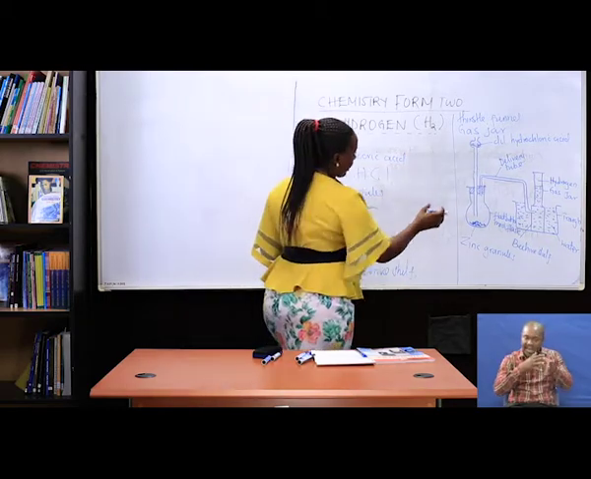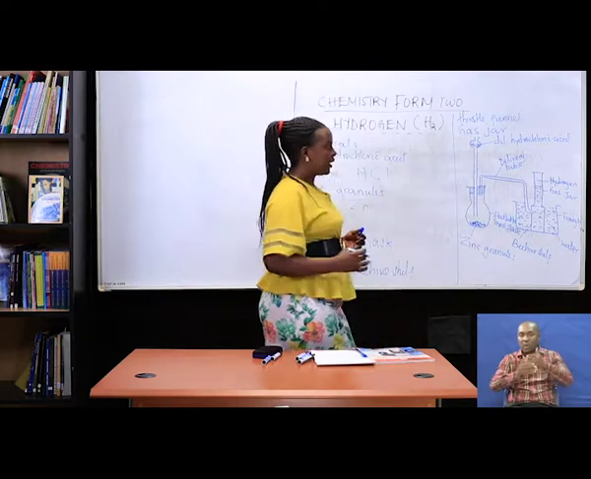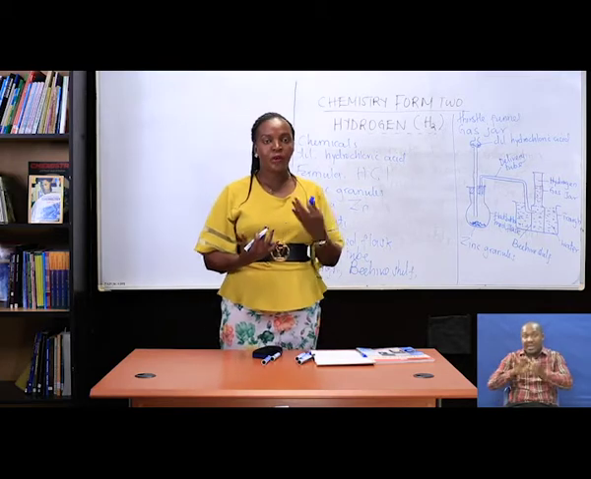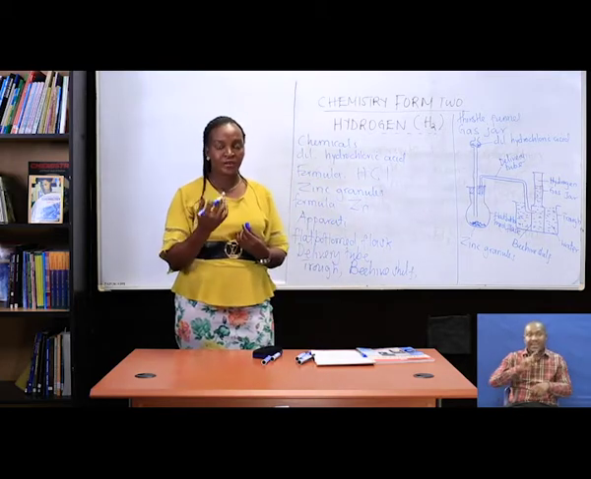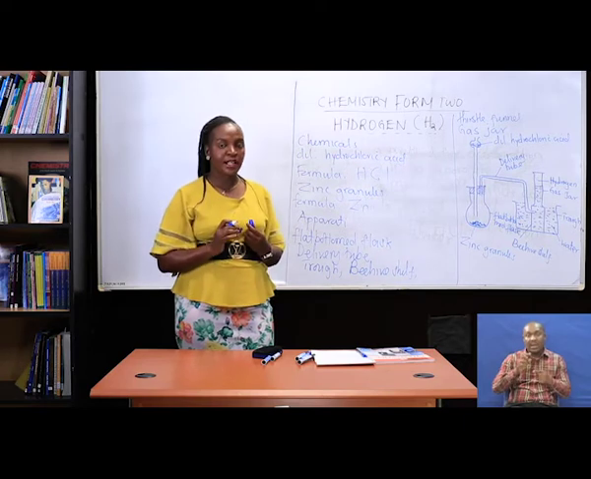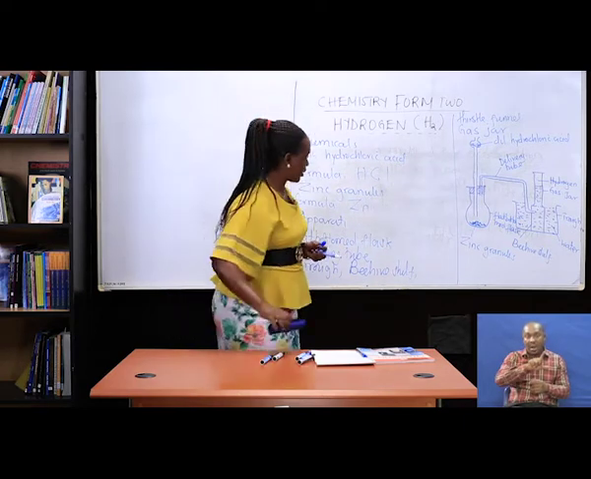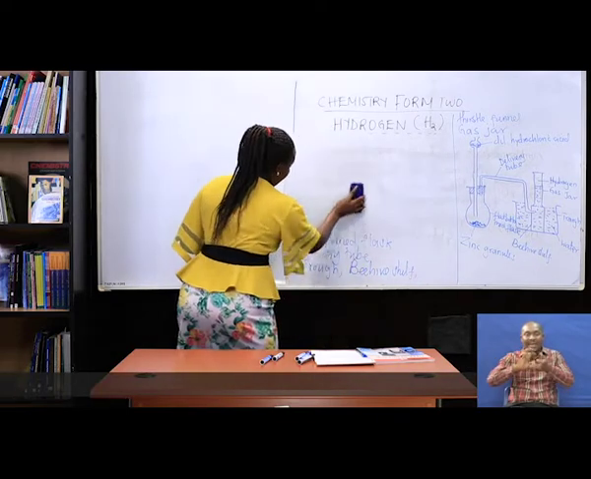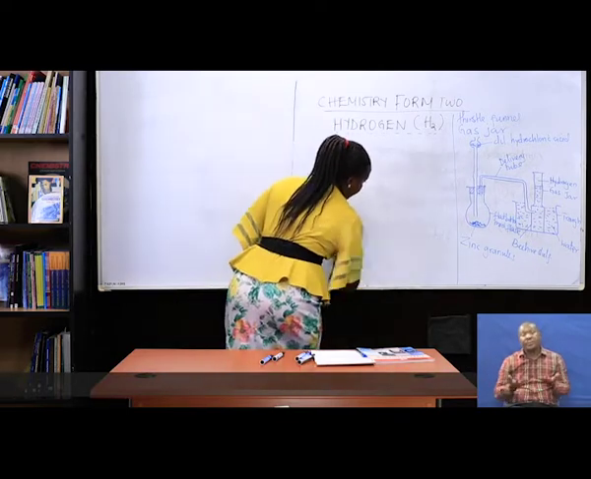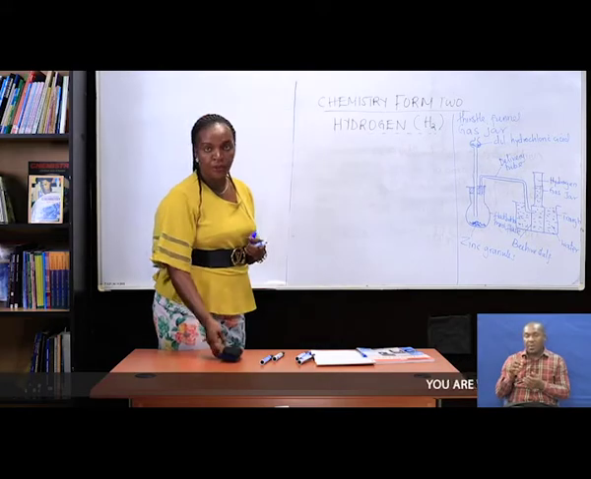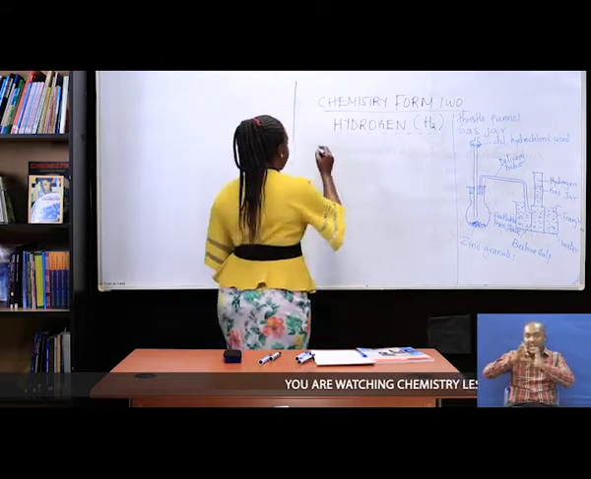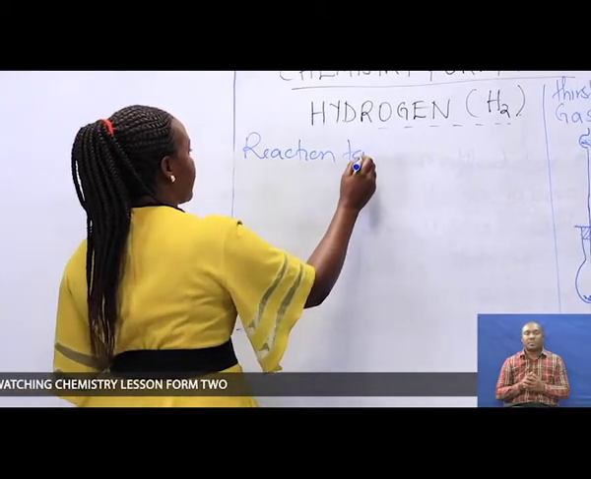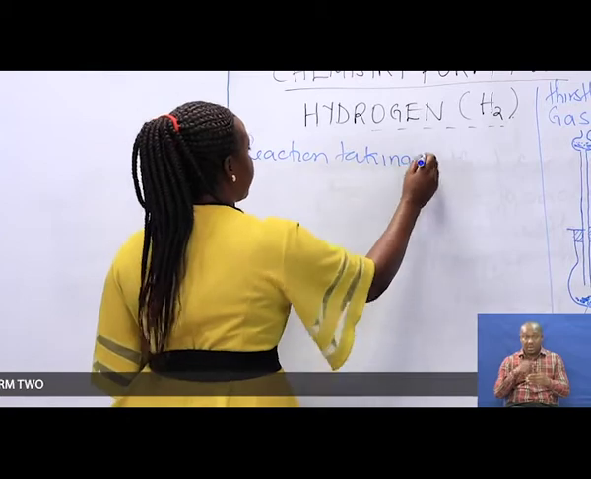Then after we have seen the setup of the diagram, let us see what is happening within the reaction. What is happening when zinc meets dilute hydrochloric acid? What is happening in terms of chemical reaction? Now, we call it the reaction taking place.